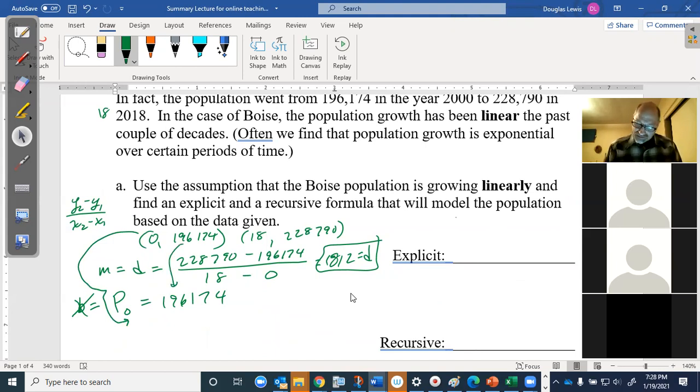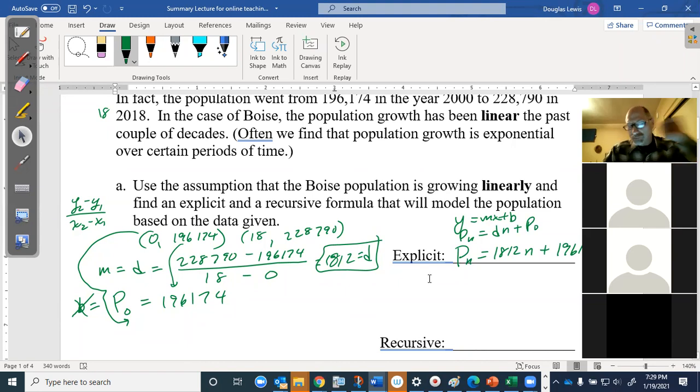So the formula, instead of y equals mx plus b, we're going to use P sub n is equal to D times n plus P sub 0. So I'm going to write P sub n is equal to 1,812 n plus 196,174. Okay, are there any questions about that? I hope that's kind of a review.